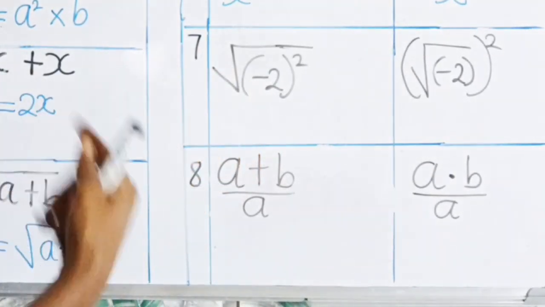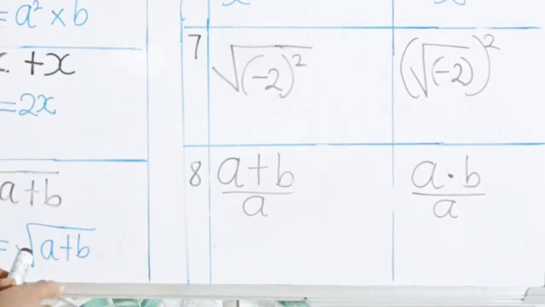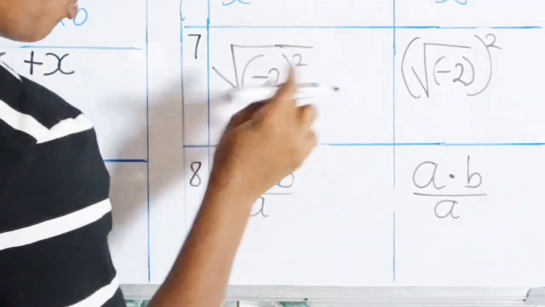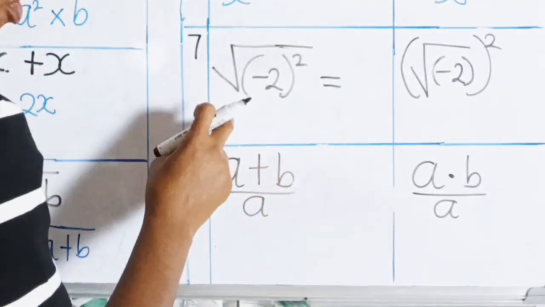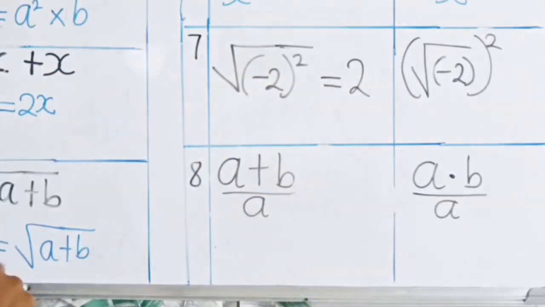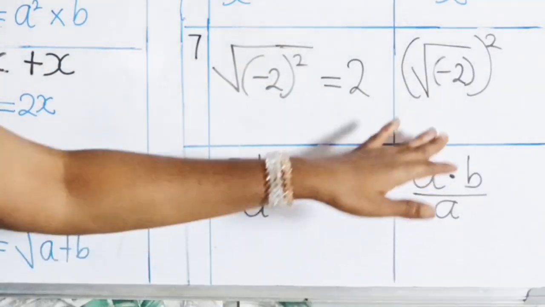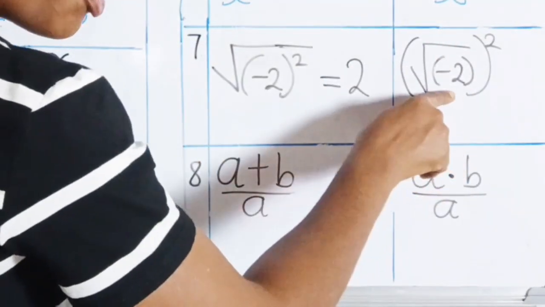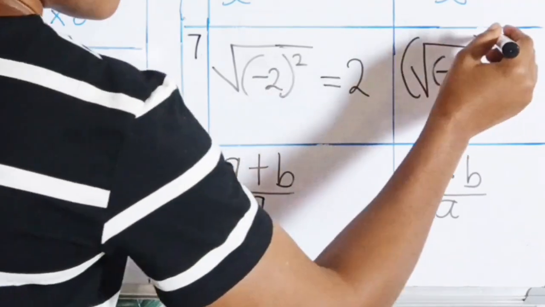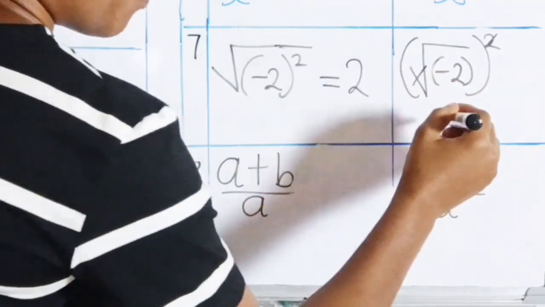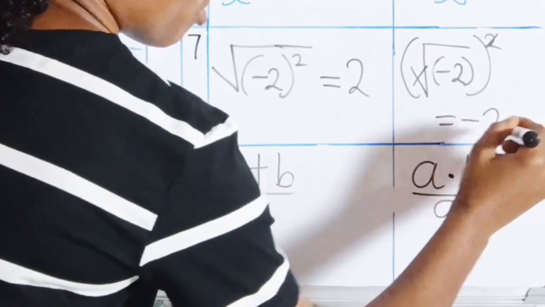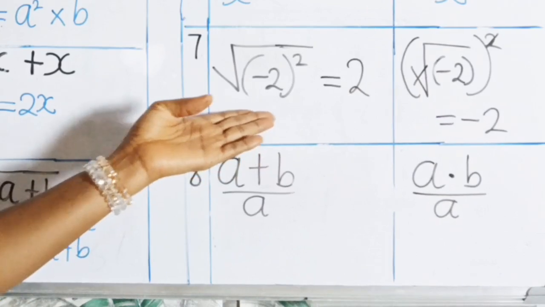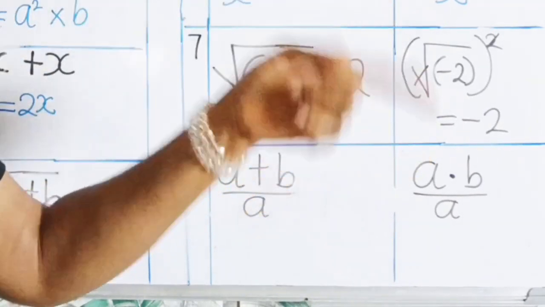So minus square is minus times minus, which will give us plus. And then 2 square is 2 times 2, which will give us 4. So this will be equal to 2, because the square root of 4 is what? 2, plus 2. Okay? Now, in this case, the square is outside, so it has nothing to do with the -2 in here. So these 2 here will cancel the root, and we are going to be left with -2. You can see that these two expressions gave us different answers. This is +2 and this is -2.